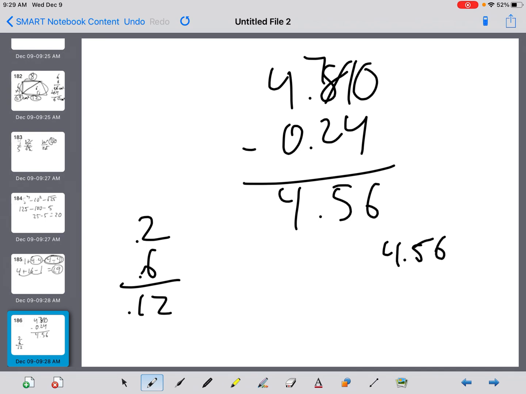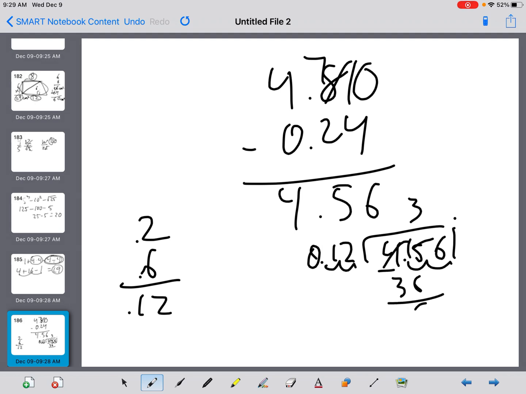Top in, bottom out, so I have 4.56 divided by 0.12 over, up. I'm doing 12 into 456. Ooh, sorry. That goes in there 3 times. That's 36. That's a 9, bring down a 6. That goes in there 8 times. That's a 96. I'm done. My answer is 38.